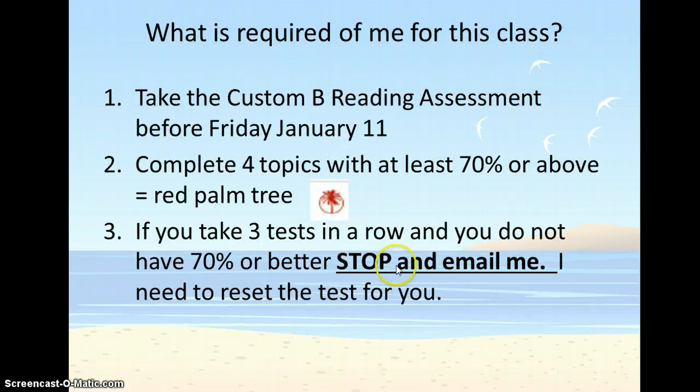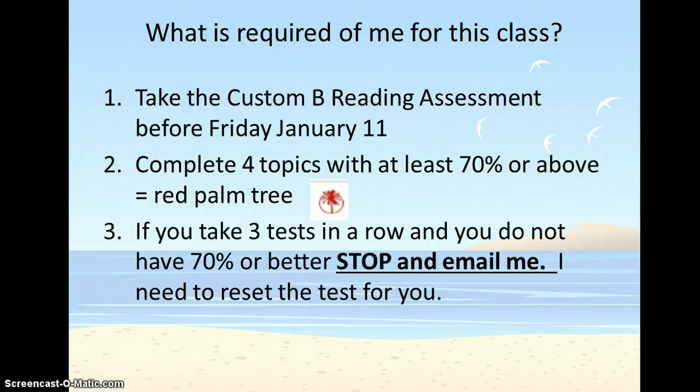So, what is required for you for this class? The first thing is you need to take the Custom B reading assessment. Now remember, that's going to be dependent on your grade level. So it's either going to say 9B, 10B, or 11B. Your goal is to do this by this Friday, okay? From there, you're going to need to complete 4 topics with at least 70% or above, which means you're going to get the red palm tree. And then you'll receive full points for those. It's worth 100 points in this class.